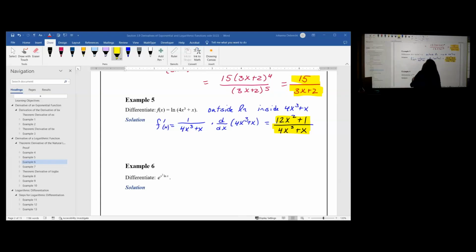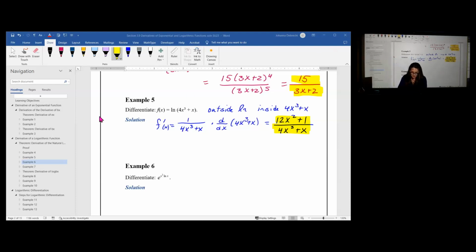So let's take a look. To find the derivative, I identified the outside function as the natural log and the inside function as 4x cubed plus x, the polynomial. The derivative of the outside is 1 over u times the derivative of the inside. Then I take the derivative of the inside, and I got 12x squared plus 1 divided by the inside 4x cubed plus x. There is a common factor of x in the denominator, but it is not common to the numerator because of the plus 1. So there's not much point in factoring it out. So I would leave it as is.